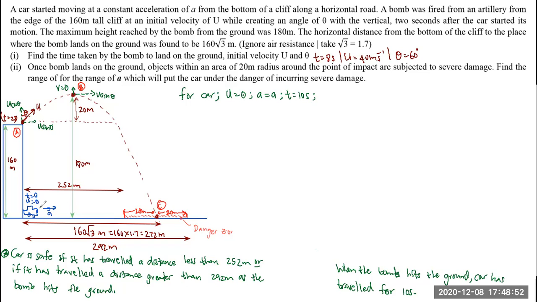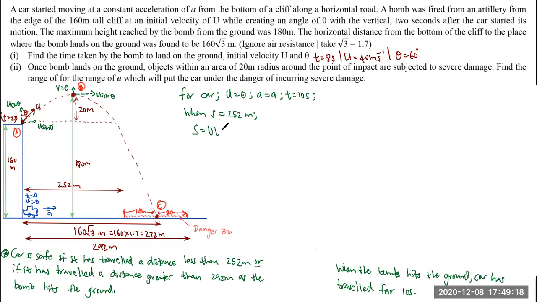If it goes slowly, or faster, much faster, it's safe. Even if it travels slowly, it can still be safe. Okay, so let me apply the equation like this. When s equals 252, this is the minimum acceleration value we are going to find.